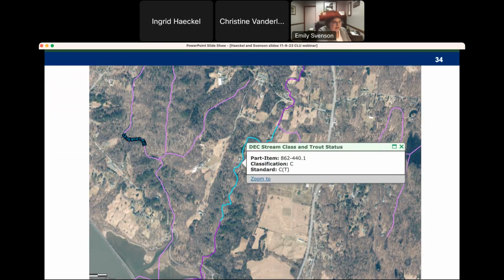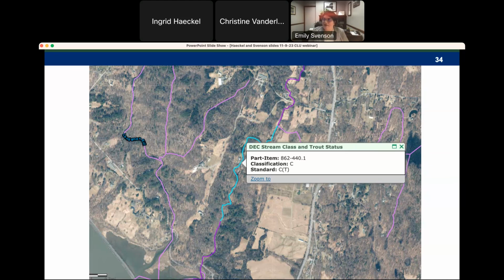So to provide an example of that, you'll see here the blue highlighted stream, and the part that it flows continues down to the Hudson River. That is a class CT stream, meaning it's a class C with a T, a trout designation. And so that stream is regulated. If a project were proposed that disturbed that stream, it would need a DEC permit through New York State.